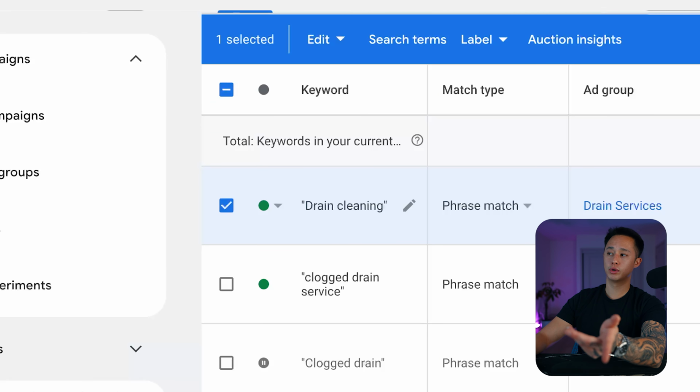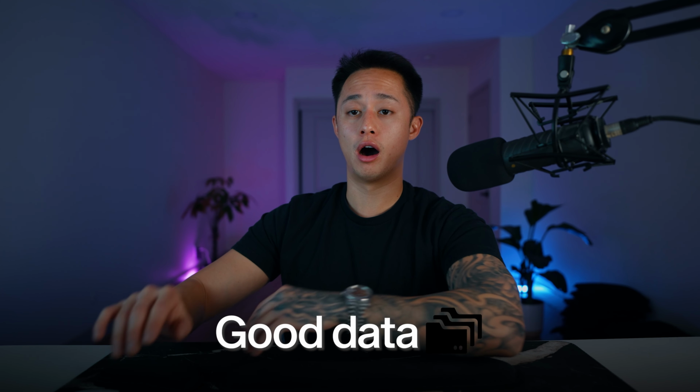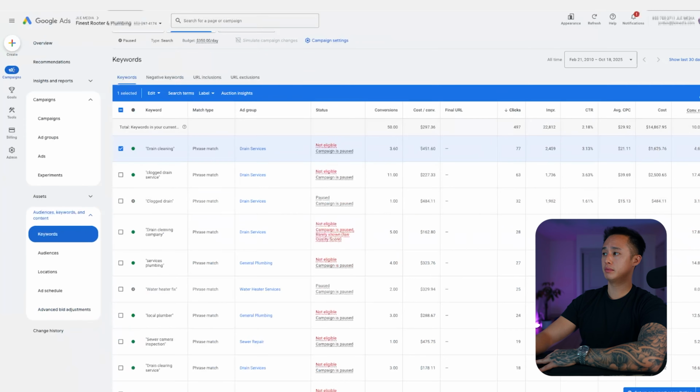Now you want to go into your keyword section, and assuming you've been running ads for quite some time, you should have somewhat good data on it. Good data means you have maybe a couple thousand impressions, maybe more than 10, 15, 20 clicks on a single keyword. That should be sufficient for you to know, is this working or is it not working?